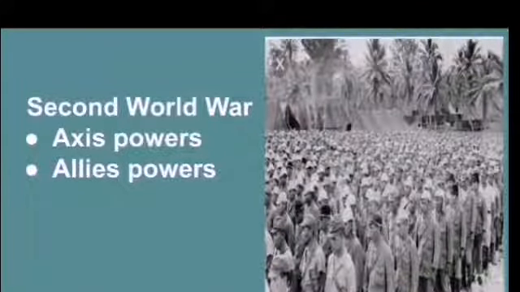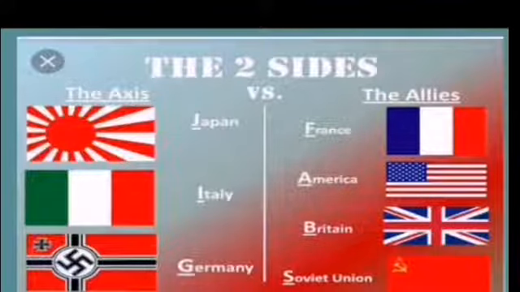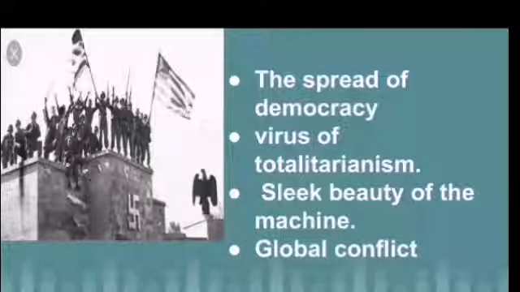And another thing is the Second World War, we already discussed some of the points. In the Second World War, there were the Axis powers and the Allied powers, and these are the two sides. The Axis powers include Japan, Italy, and Germany. The Allies include France, America, Britain, and the Soviet Union. And the Second World War was a time of the spread of democracy, and at the same time the virus of totalitarianism. And also we can see a victory image of Germany at the time of war.